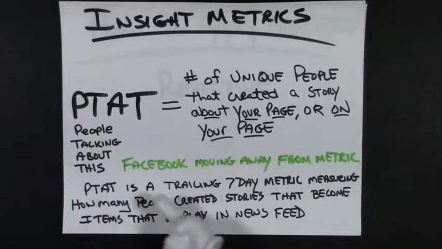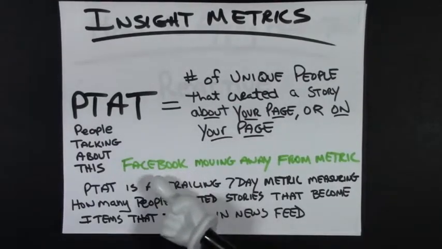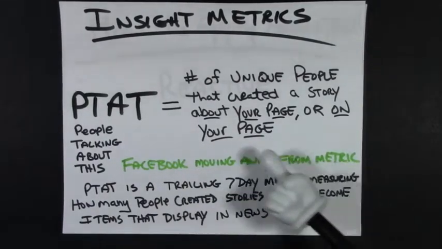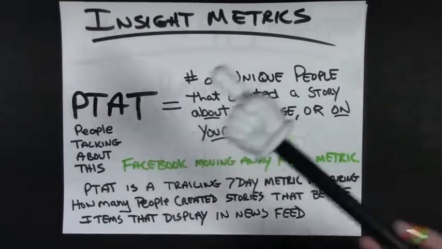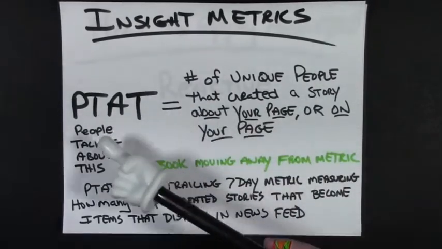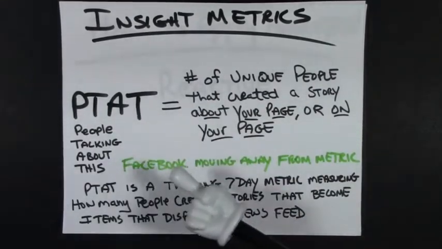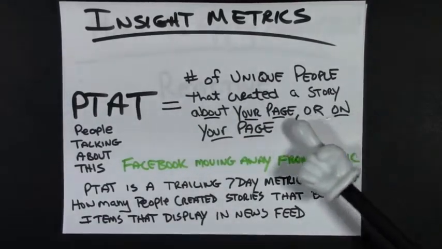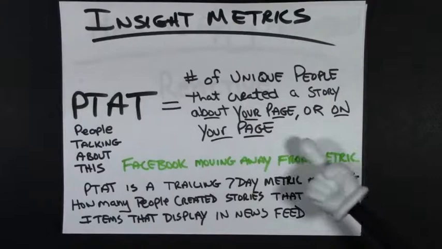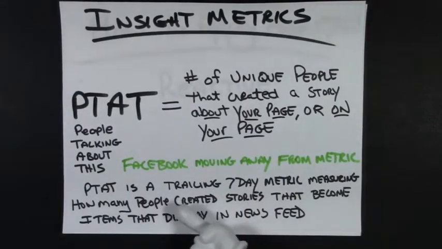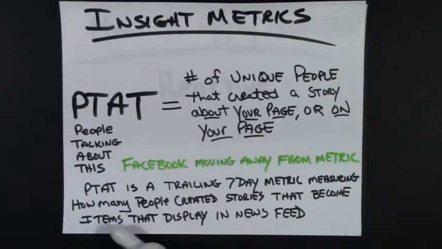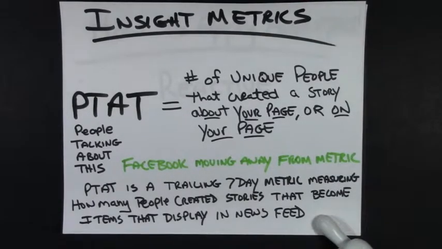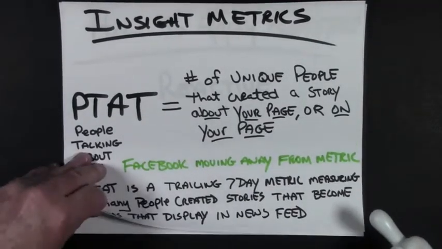Now PTAT, this is a Facebook metric that they're moving away from, but PTAT was the one that everyone was looking at before. People talking about this, which, you know, Facebook is social media. So it's the number of unique people that created a story about your page or on your page. PTAT is a trailing 7-day metric, measuring how many people created stories that become items that display in your news feed. All right, but this is a metric that's going away.